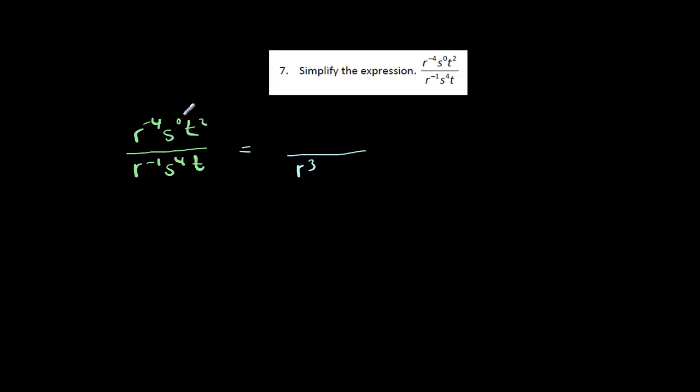S to the 0 is 1, so you can just cancel that. That would leave me with an s to the 4 in the denominator. T squared over t to the 1 is t to the 2 minus 1, or just t. And that's it. You could also say, where is it larger? That's on the top, so you put a t up here. How much larger is 2 than 1? 1, so it's t to the 1 on the top.